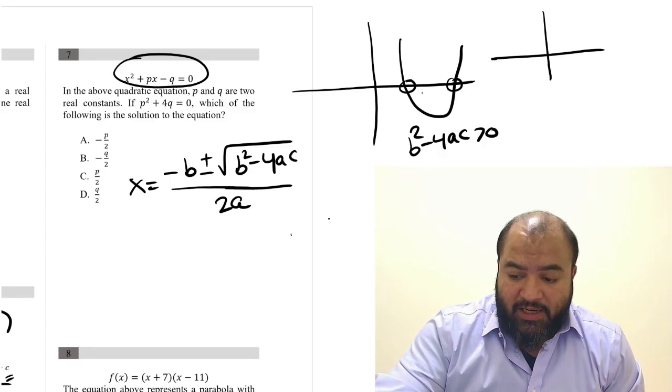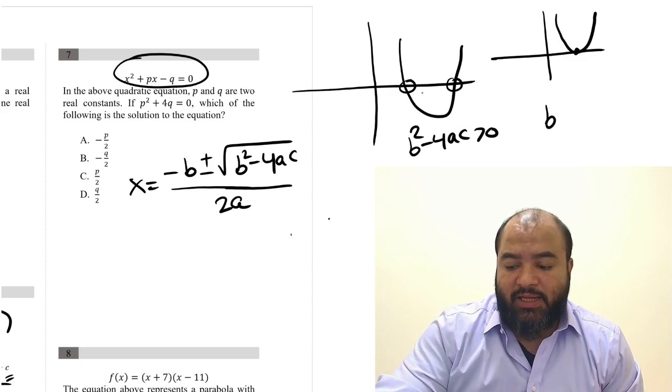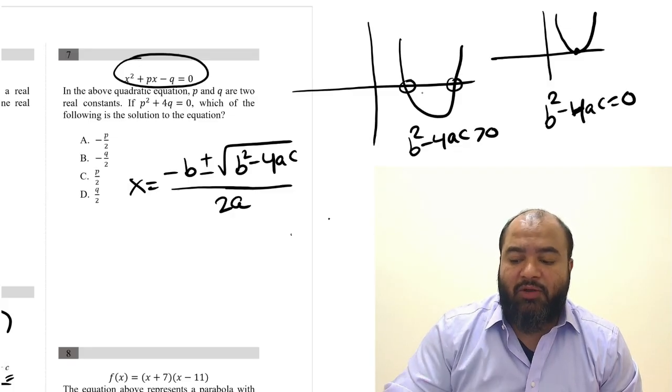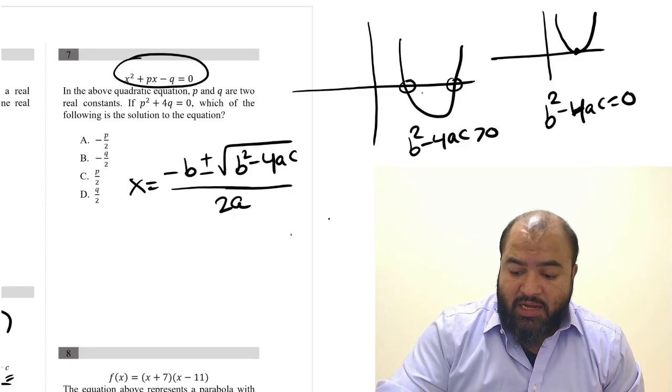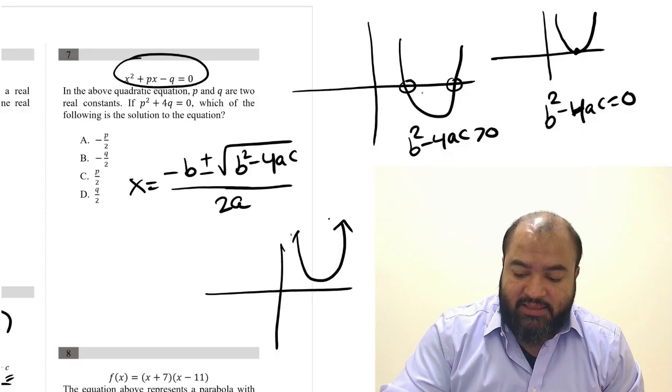Now, if it has only one point where it touches the x-axis, it means b square minus 4ac will be equal to 0, which means you will have only one solution. And sometimes there is no solution, for example, if it is not touching the x-axis at all.